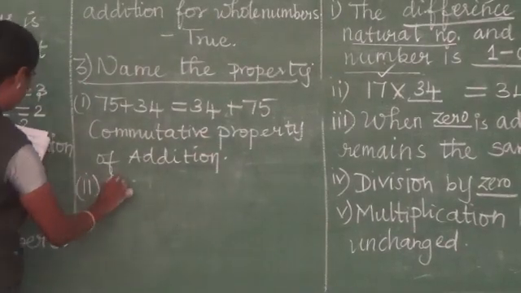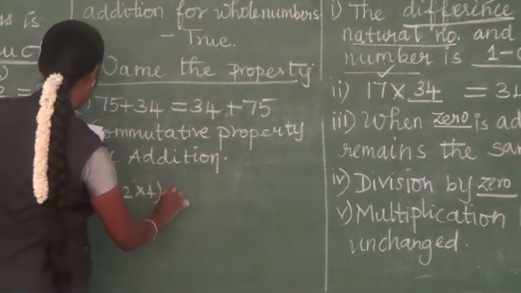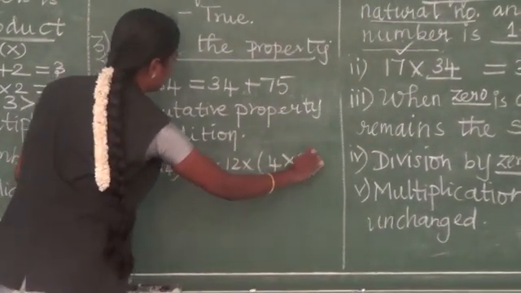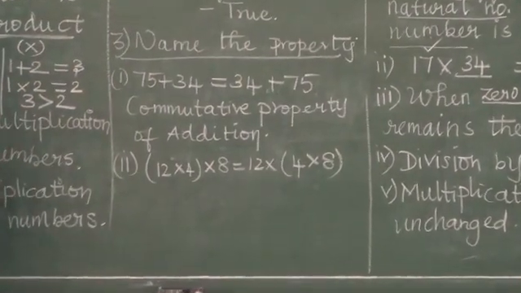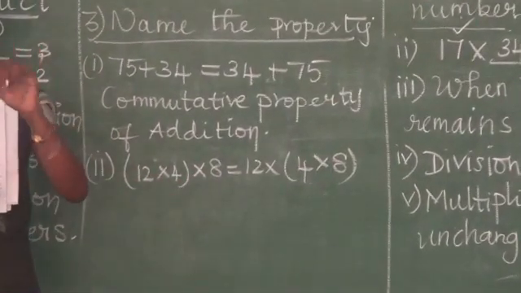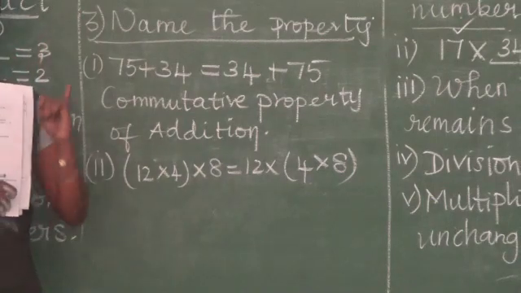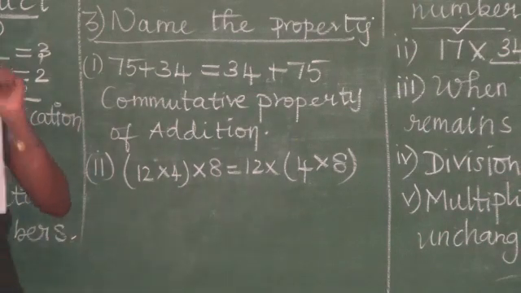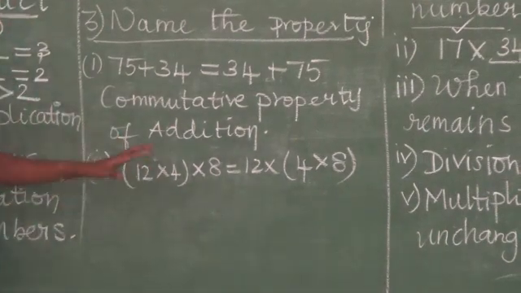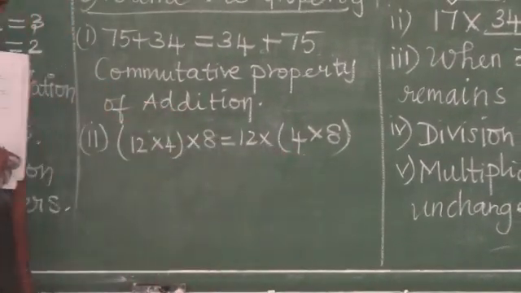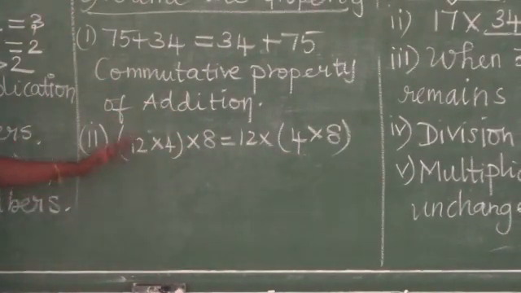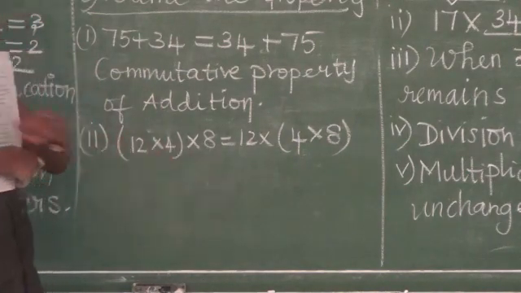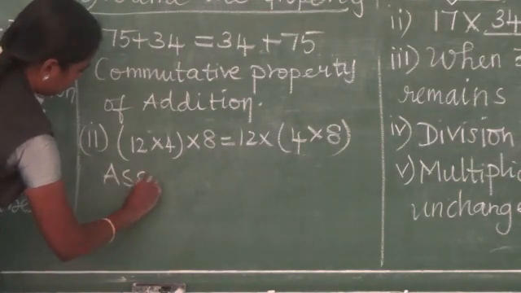Next one. 12 into 4 into 8. How many whole numbers are there? 1, 2, 3. Three whole numbers means we have only two properties. One is associative, the other one is distributive. For distributive we will have two operations. Here how many operations do we see? Only one operation, that is multiplication. So from this you can have a clue. This is associative property of multiplication.